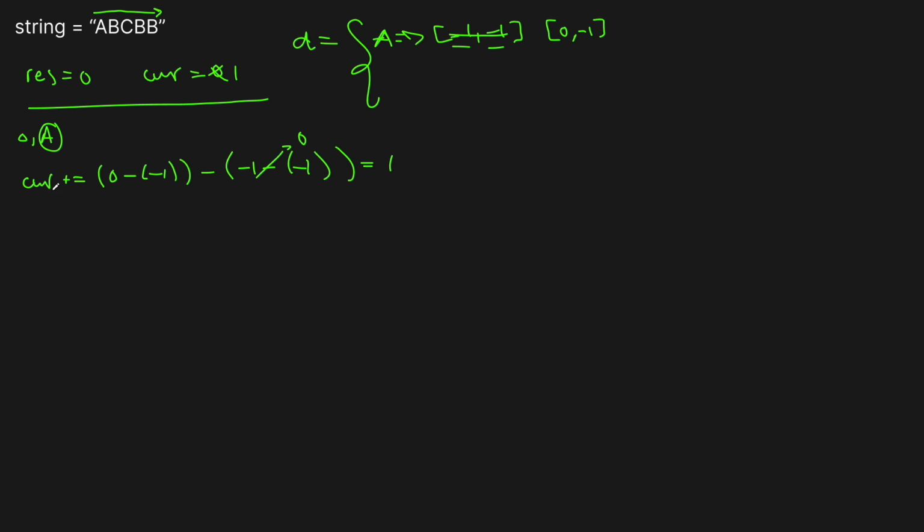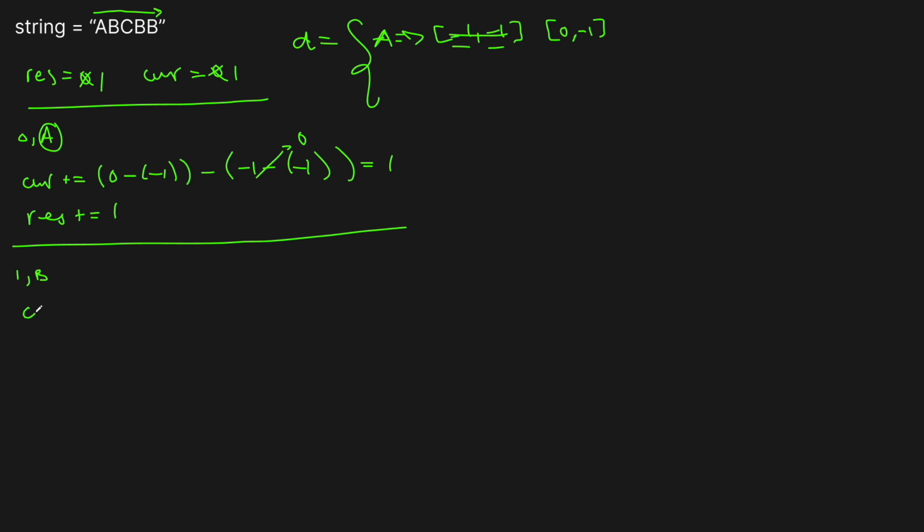Now what we need to do is simply add to our result whatever the length of the substring is, which is 1. So our result now becomes 1. And then we move on to the next character. Now we're going to be at index 1, and this is going to be B, right? So now we're going to do the same thing.